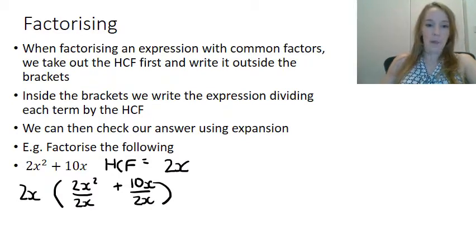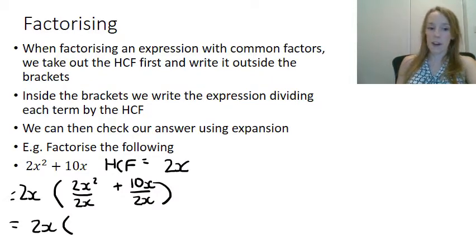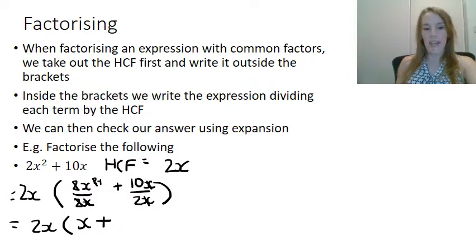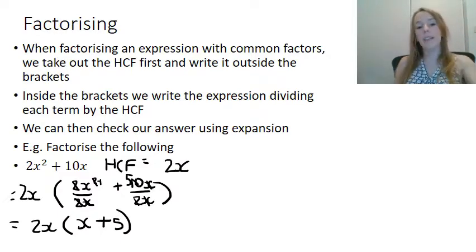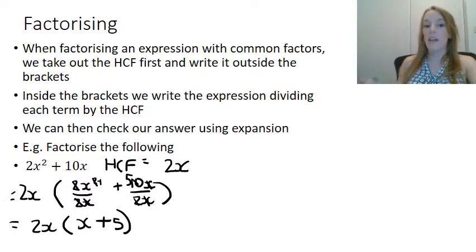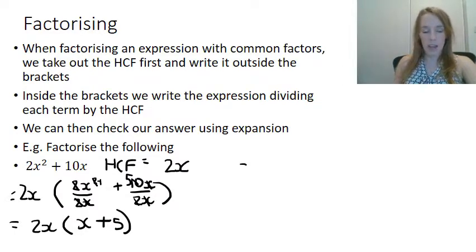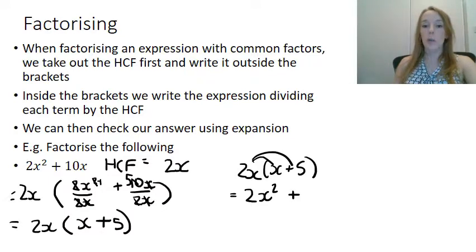Okay, and then we'll solve that, and that will actually give us our answer. So 2x in brackets, 2x squared divided by 2x, well, these will cancel out, so we'll just be left with x plus, 10x divided by 2x will leave us with 5. So our final answer would be 2x times, in brackets, x plus 5. As I said, we can check that using expansion. So we're going to apply 2x to everything inside the brackets. 2x times x is 2x squared. 2x times 5 is 10x. And that's what we started off with. So we know we found the right answer there.